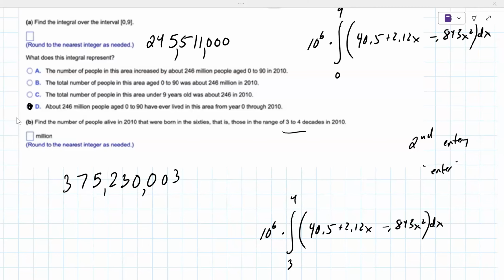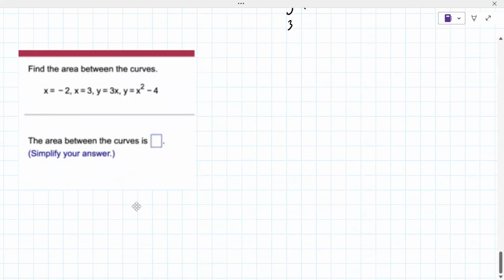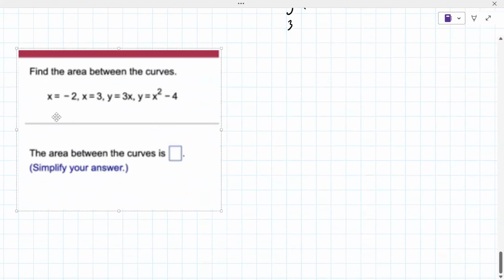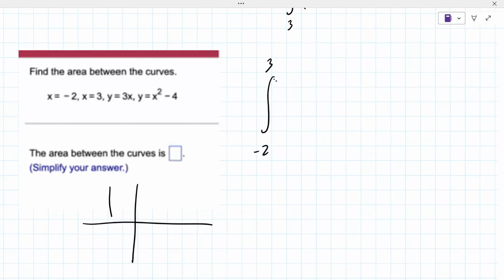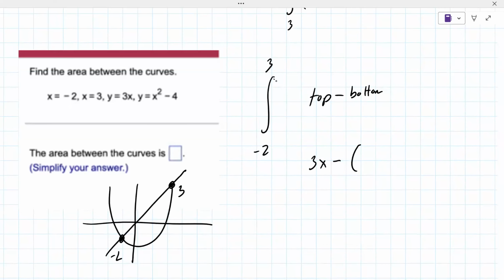0003. Okay, so the next grouping of problems require you to do a little bit of effort before you actually, I'm sorry, this one does not. They give you the bounds of the integral. The idea is that if you were to graph this, you would see a graph of this and then that, and you would have to find the two intersection points, but they give them to you. And then it's supposed to be top minus bottom. So the top is the 3x and the bottom is the x squared minus 4 in parentheses.